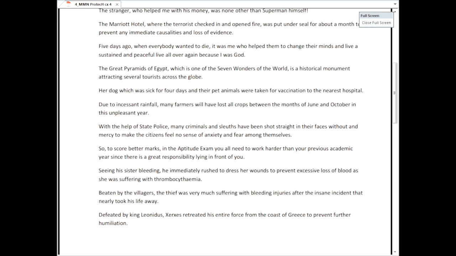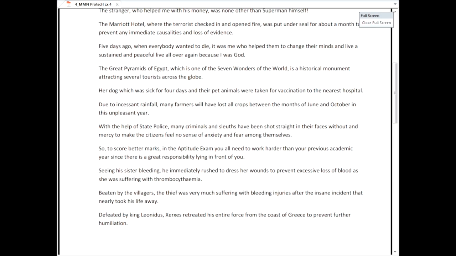So let's do the next one. Okay, the Great Pyramids of Egypt, which is one of the seven wonders of the world, is a historical monument attracting several tourists across the globe. So, how to break this? The Great Pyramids of Egypt. It's a single noun segment. By now you must have easily understood this, right? It's a noun of noun. An adjective has been added to it, so it's a noun segment. The Great Pyramids of Egypt.